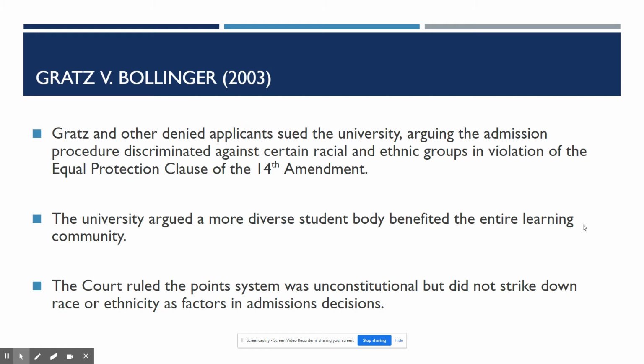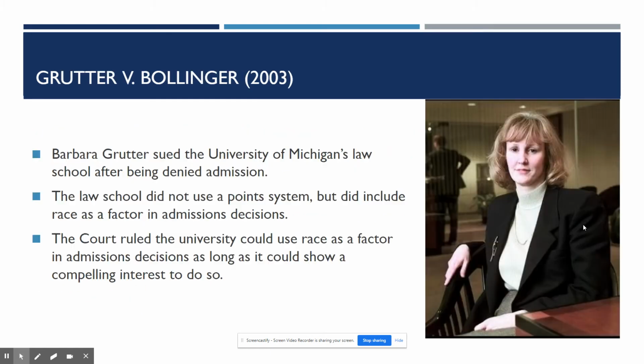Now, in this case, the court is going to rule that that point system is unconstitutional, so a violation of the Equal Protection Clause, but once again does not strike down race or ethnicity as factors in admissions decisions. So that's going to bring us to this next case, which is Grutter v. Bollinger. So Barbara Grutter is going to sue the University of Michigan's law school after being denied admission.